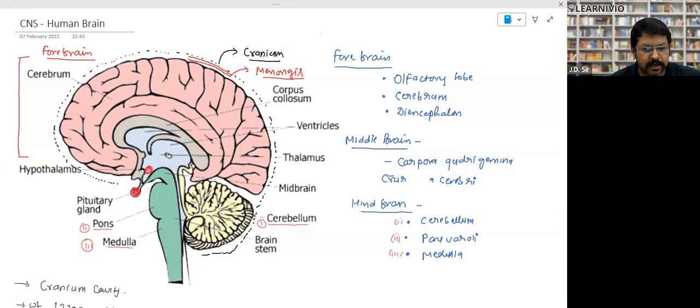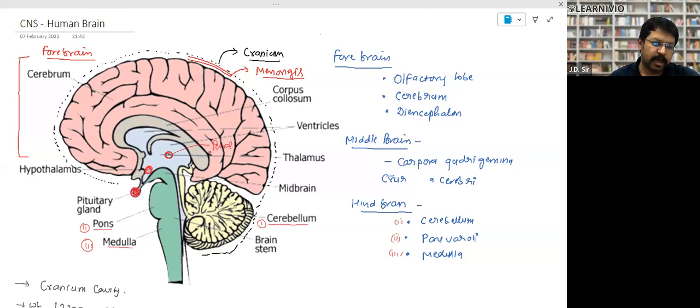One more gland is found over here. This gland is a vestigial gland, right? And this is also responsible for sleeping. It induces sleep inside our body, right? And this is called pineal gland. Pineal gland. So remember, there are these three glands as well, along with the brain parts.